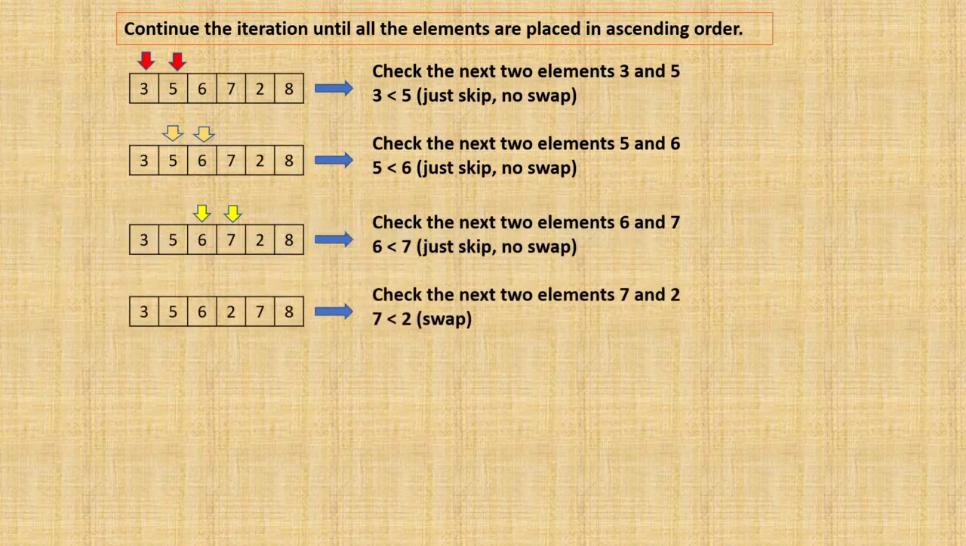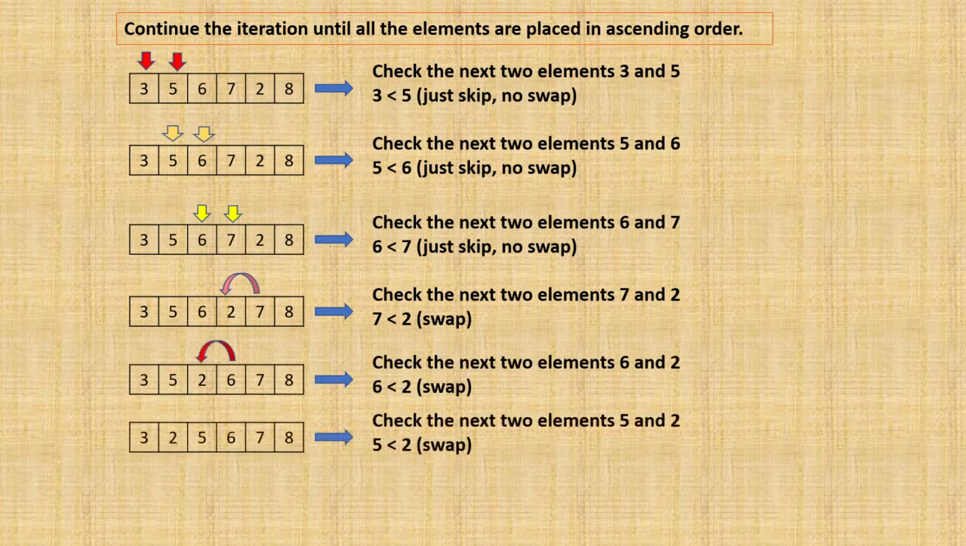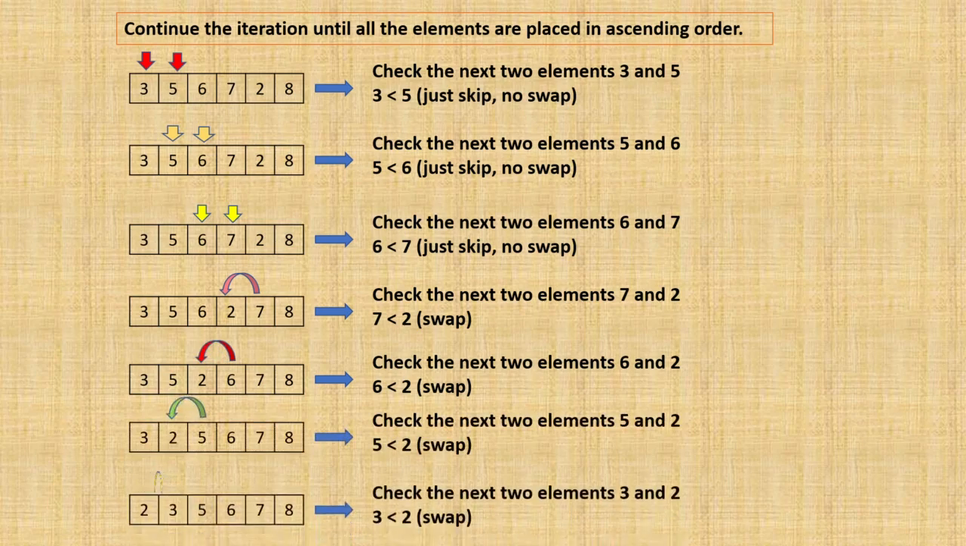The next elements, 7 and 2. Here we have to apply the swap, so we move 7 and 2 to each other's positions. Next, 6 and 2. Here also we apply the swap. In the same way, continue swapping until the element reaches the first position. So this method is used to sort the elements in the array.